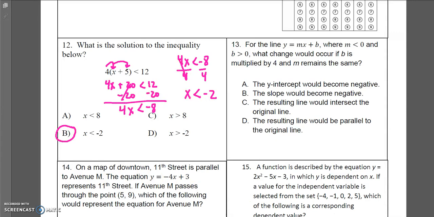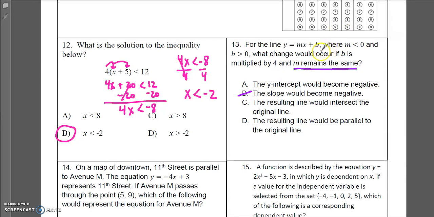Okay, let's look at number 13. It says for the line y equals mx plus b, where m is less than 0 and b is greater than 0, what change would occur if b is multiplied by 4 and m remains the same? Well, m is going to be our slope, and the slope is not changing, right? So anything down here that says anything about slope is not going to be correct. So I notice right here, B says the slope will become negative. Well, it didn't change, so we know that's not it.